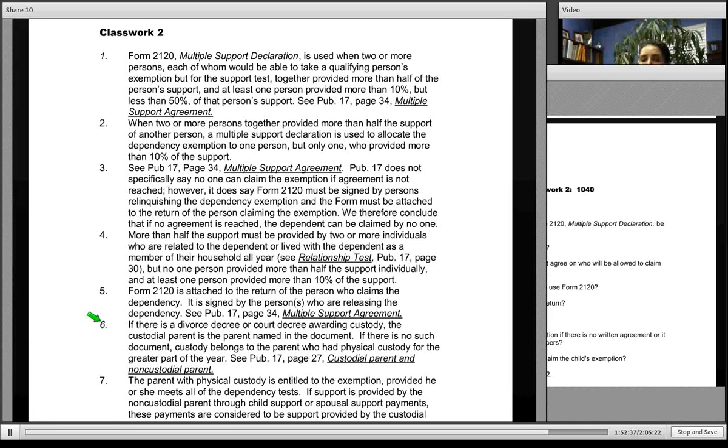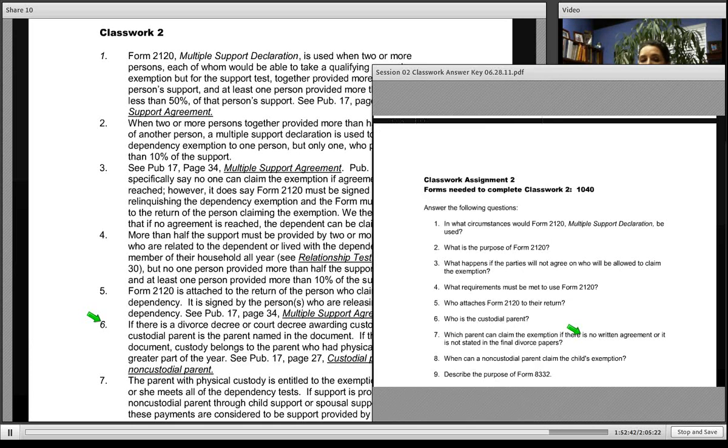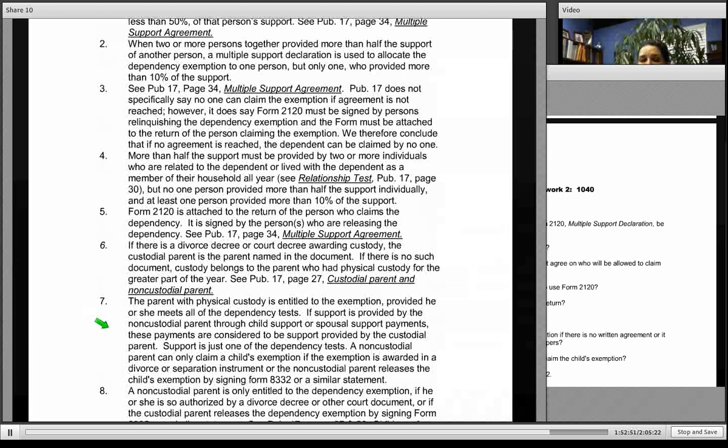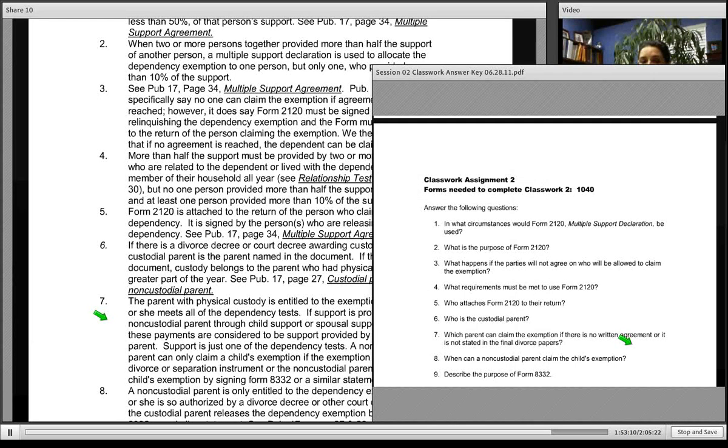If there is no such document, then the custodial parent is the parent who had custody for the greater part of the year. Now, which parent can claim an exemption if there is no written agreement or that it is not stated in the final divorce papers? Well, the first parent we always go to is the parent that has physical custody for more than half the year. So the custodial parent will always be the person who had greater custody unless we can show that there is a divorce decree or other written statement that allocates the child to a specific parent.